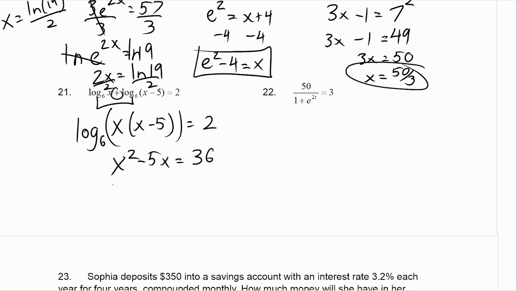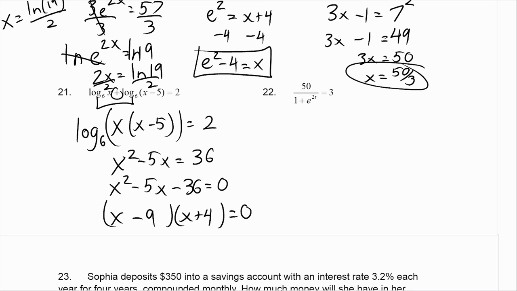Bring the 36 over to the opposite side, x squared minus 5x minus 36 is going to be equal to 0. 2 numbers that when you multiply, you get negative 36, but when you add, you get negative 5. That's going to be negative 9 and positive 4. Now, x is going to be equal to positive 9 and negative 4, but you still have to make sure that you check for extraneous solutions.